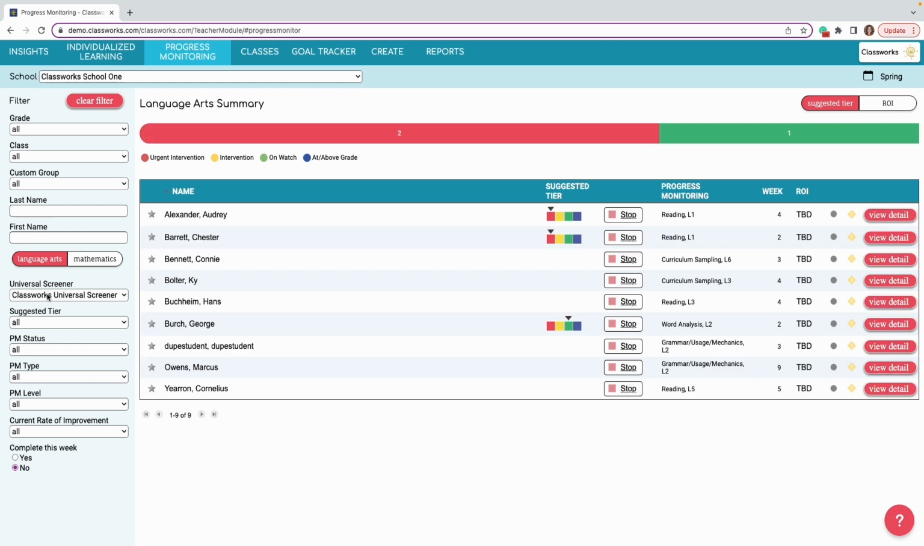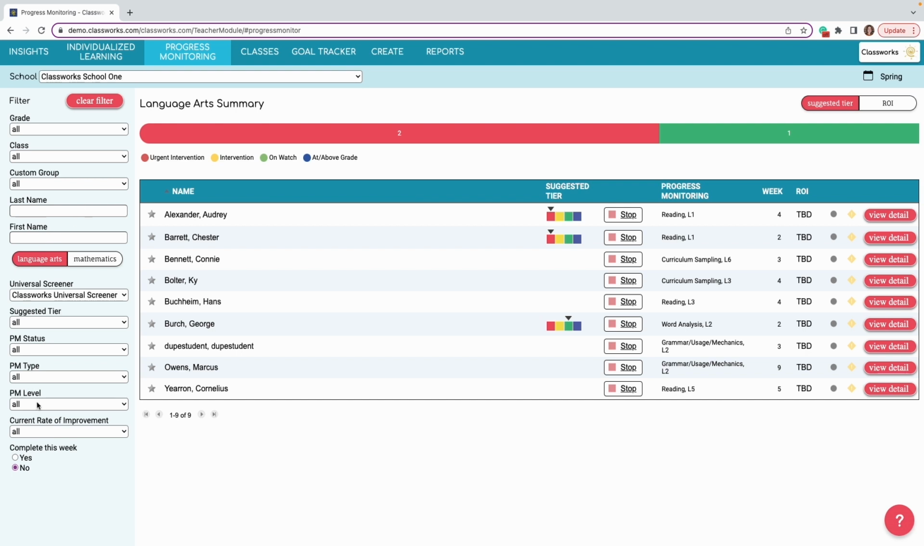universal screener. View suggested tier levels based on the Classworks Universal Screener or your district assessment. Suggested tier, populate a list of students based on their suggested tier levels. PM status, find students who have active or inactive progress monitoring sessions. PM type, view all students who are being monitored by a specific type of progress monitoring.